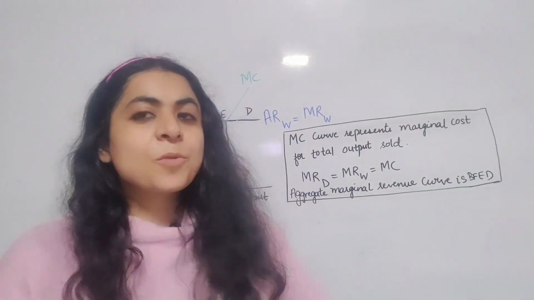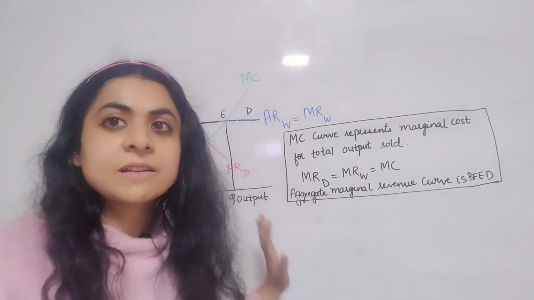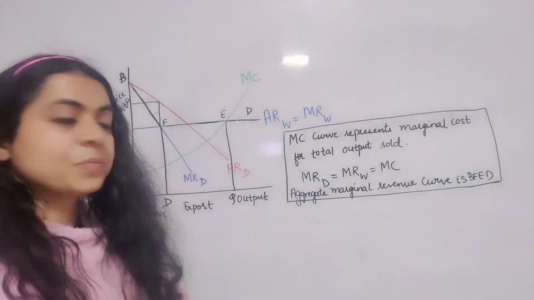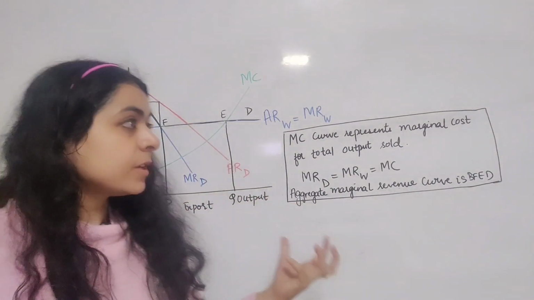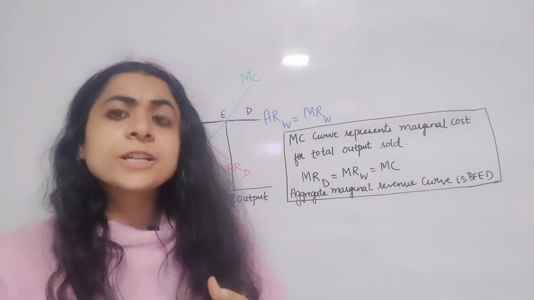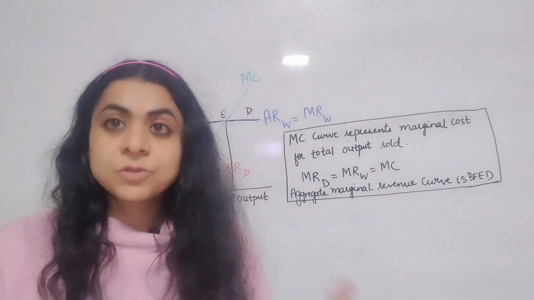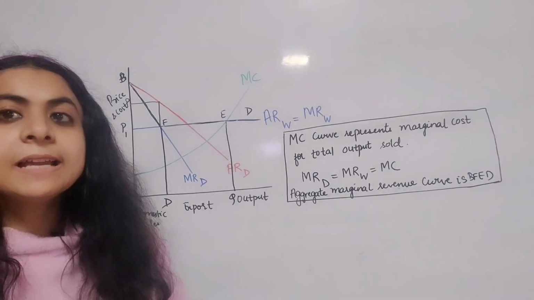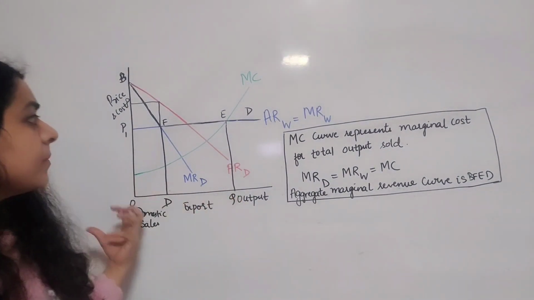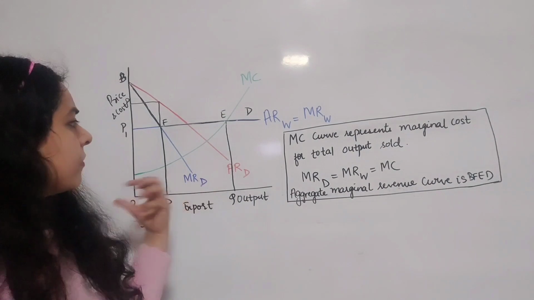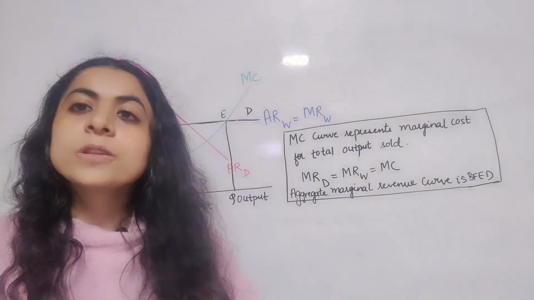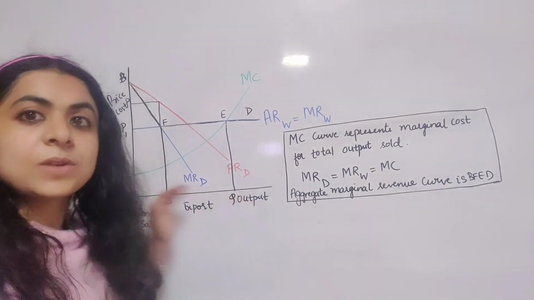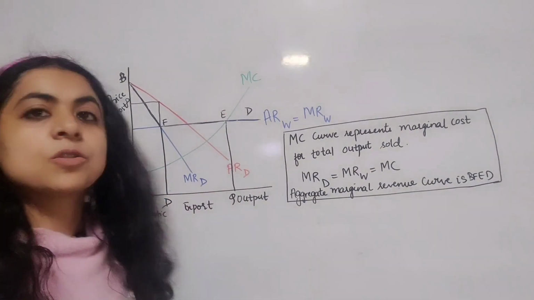It must be noted that the type of dumping strategy that I have explained here is called persistent dumping, whereby the seller tries to maximize his profit by exploiting the difference in the price elasticity of demand in the international market and domestic market. So basically, the seller wants to maximize his profit by charging two different prices based on the difference in the price elasticity of demand in the domestic market and international market.